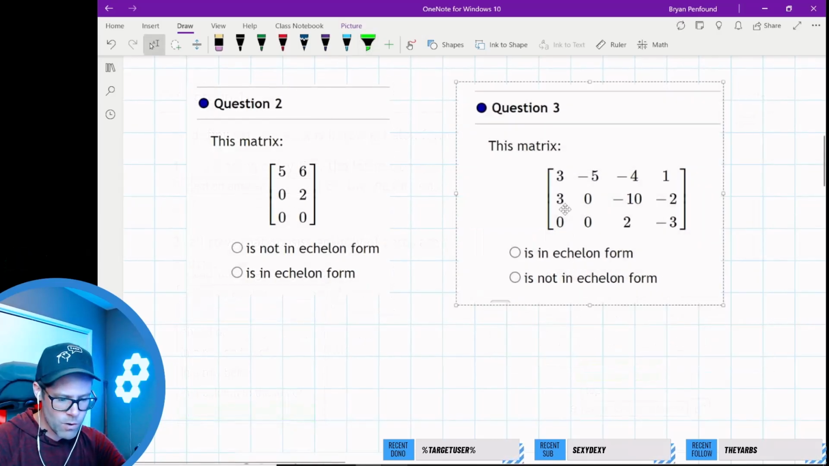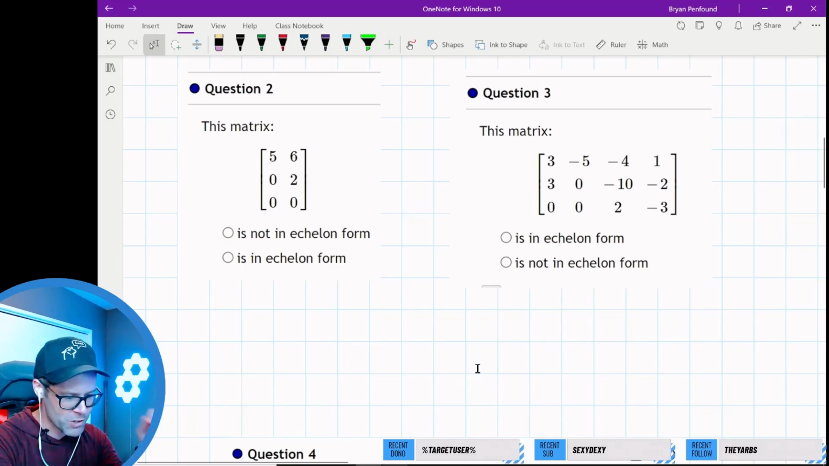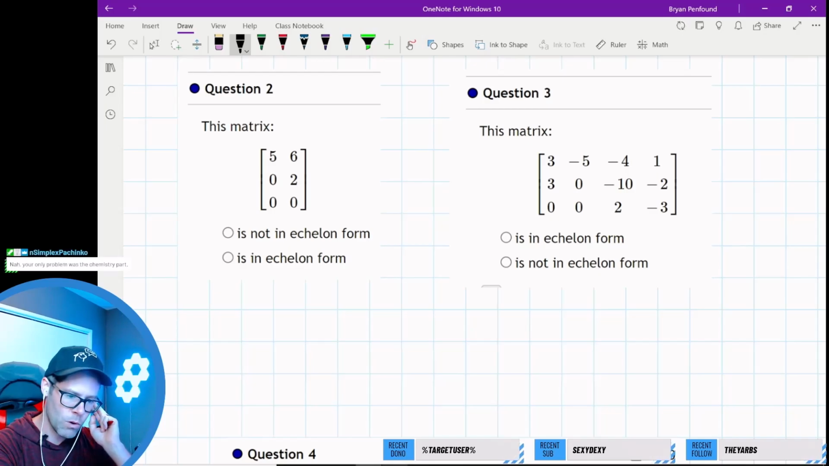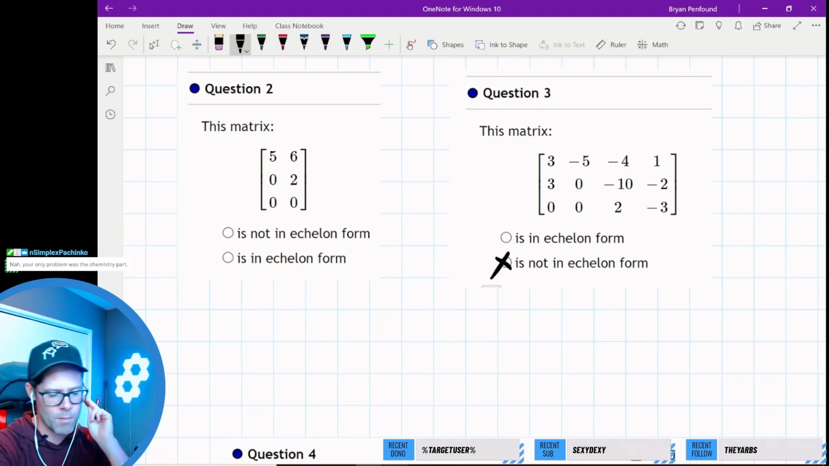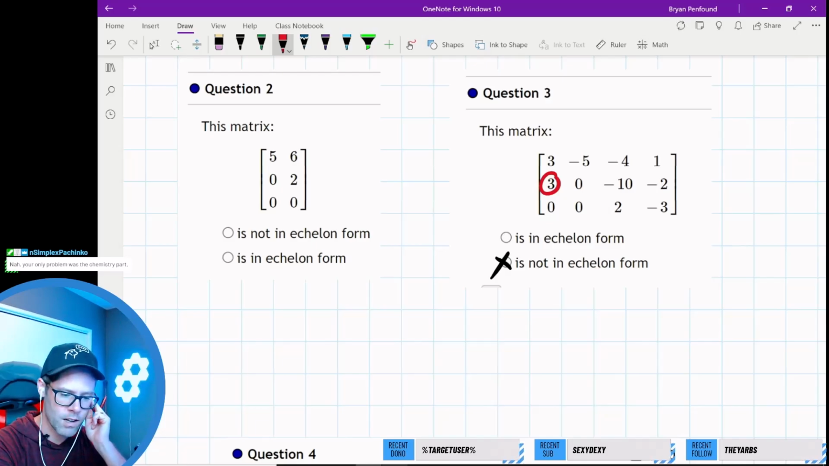Okay, question two and oh, these are nice. We can speed through this matrix stuff. Oh, I love matrix stuff. So, is this matrix in echelon form or not? Well, question three, that one's definitely not in echelon form. It's not in reduced row echelon form either. The issue we have here is this 3, right? So this is the leading number. It's not in the column to the right of the pivot or the leading number above it.